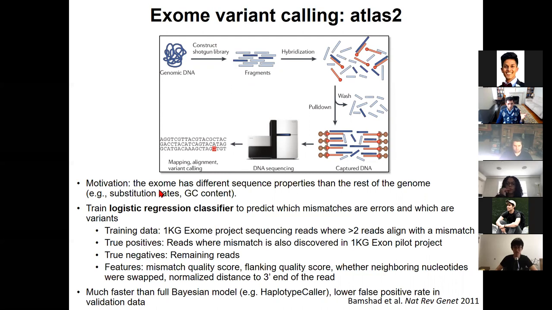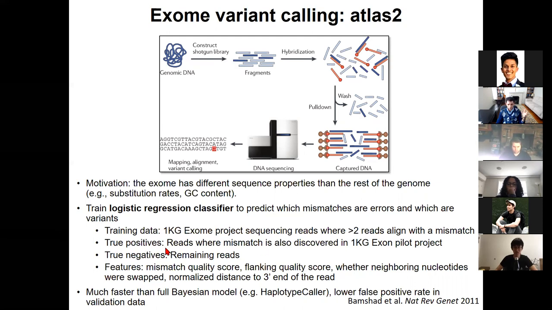So again, the motivation is that the exome has very different sequence properties than the rest of the genome in substitution rates and GC content. And you can train a logistic regression classifier to predict which mismatches are errors and which are actually true polymorphic variants. You can train using the 1000 Genomes exome project sequencing reads, where more than two reads, for example, align with a mismatch.